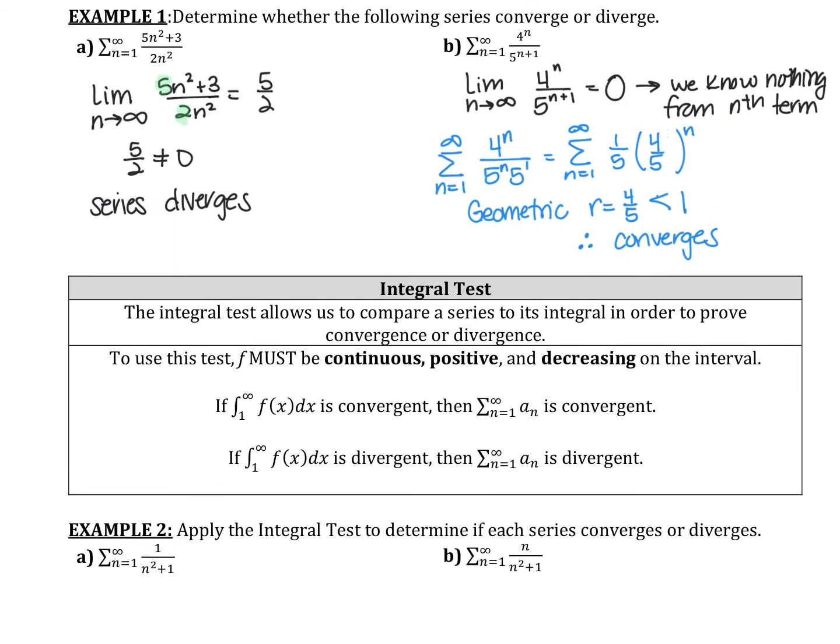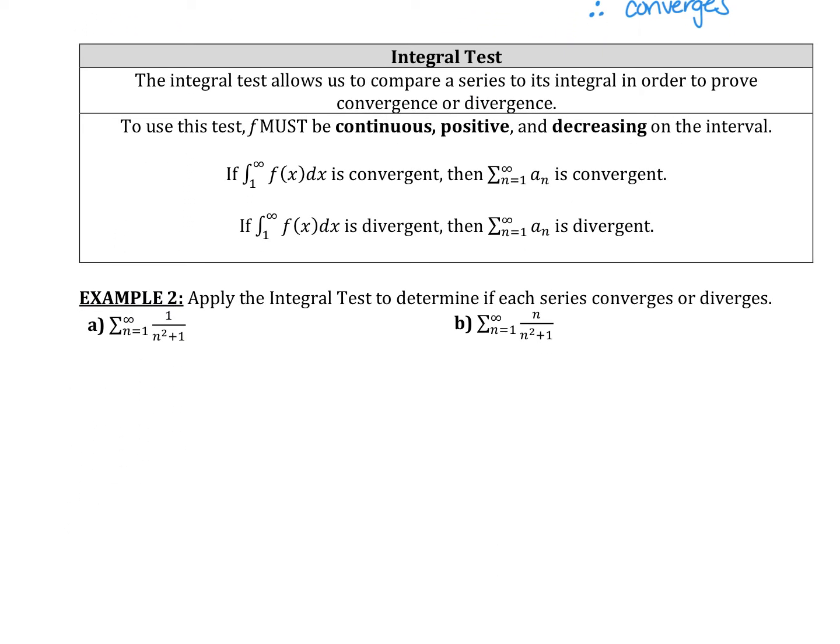All right, let's talk integral test. Okay, so the integral test allows us to compare a series to its integral in order to prove convergence or divergence. Now, there's 3 things that have to be true. In order for this to work, it must be continuous, it must be positive, and it must be decreasing. So in order to use the integral test, these 3 things have to be true.